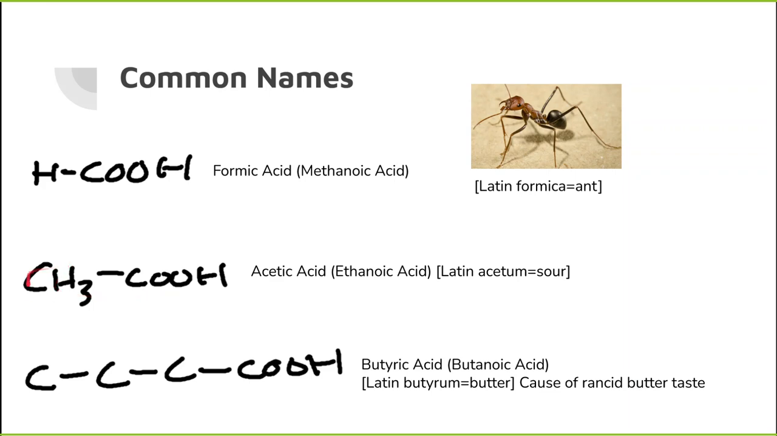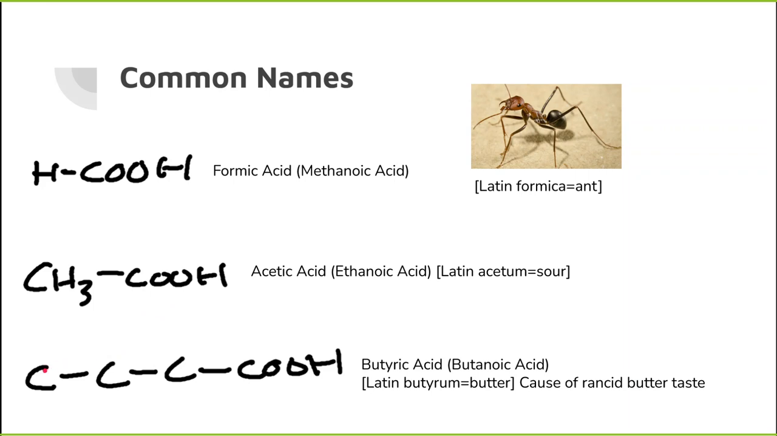Acetic acid is with a CH3 onto a carboxyl group. And this is the common name. You guys have probably worked with acetic acid in the lab. It's a mild acid. We would call it ethanoic acid because there's 2 carbons here. Acetum is the Latin name for sour, and that's where acetic acid comes from.